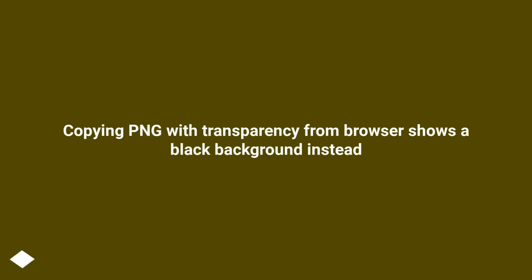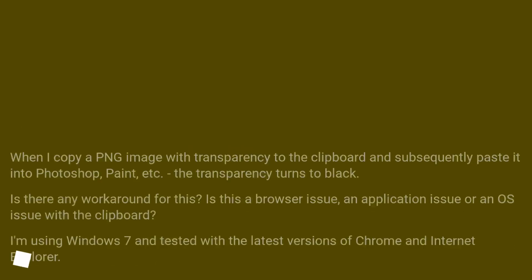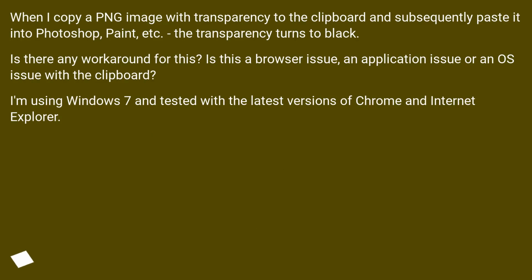Copying a PNG with transparency from the browser shows a black background instead. When I copy a PNG image with transparency to the clipboard and subsequently paste it into Photoshop, Paint, etc., the transparency turns to black. Is there any workaround for this? Is this a browser issue, an application issue, or an OS issue with the clipboard? I'm using Windows 7 and tested with the latest versions of Chrome and Internet Explorer.